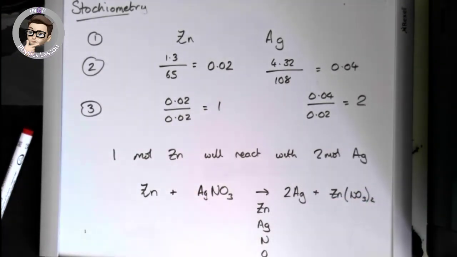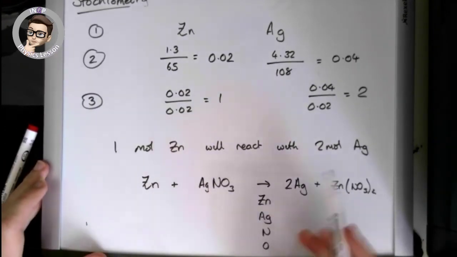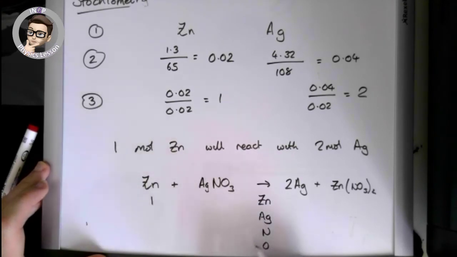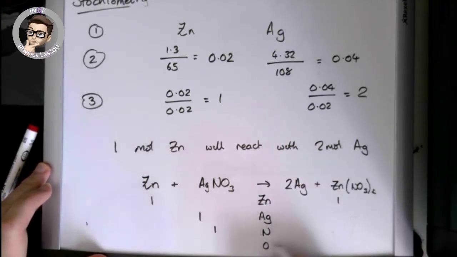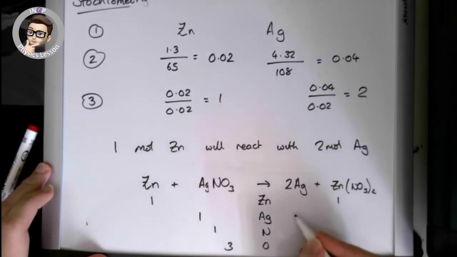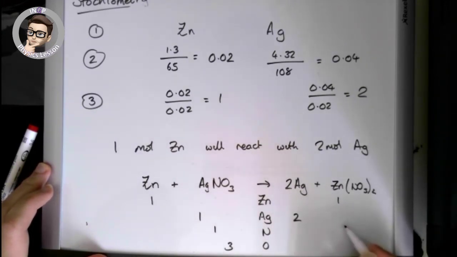So we know it's AgNO3 gives 2Ag plus ZnNO3 2. So let's have a look. I've got one lot of Zn, one lot of Ag, one lot of N, and three lots of O. On this side, I've got two lots of Ag, two lots of N, and six lots of O.